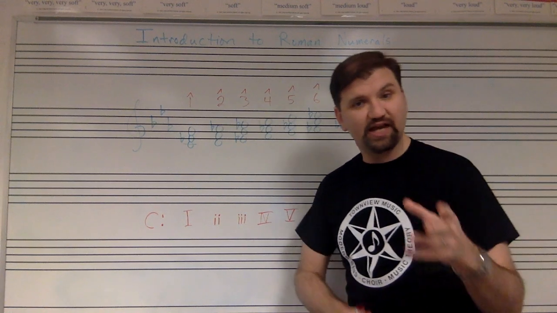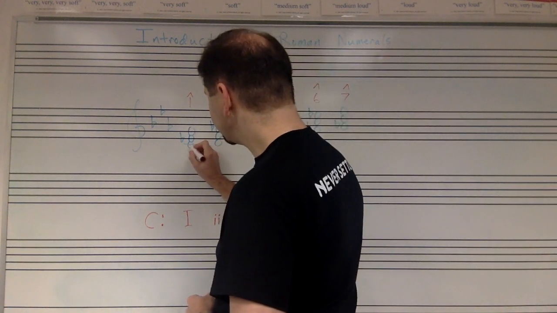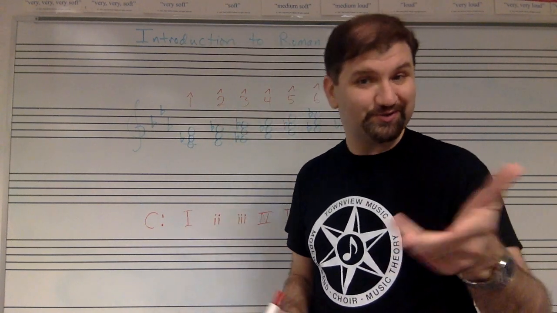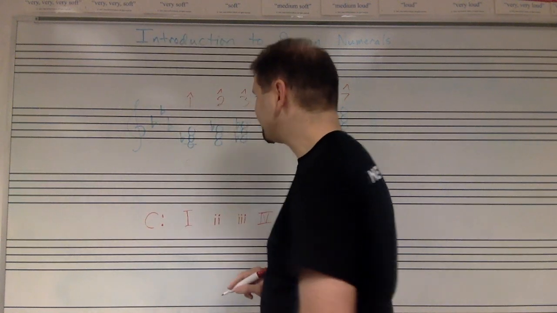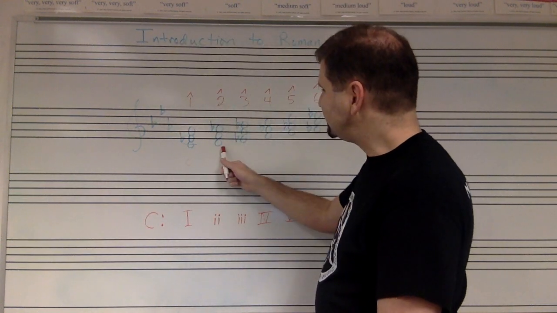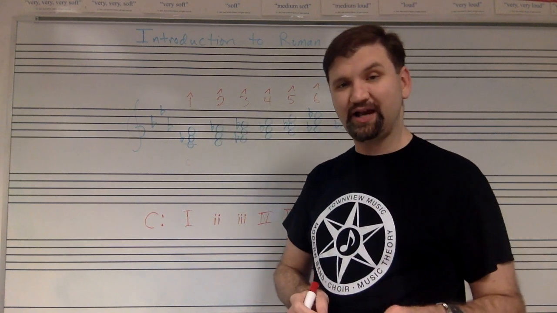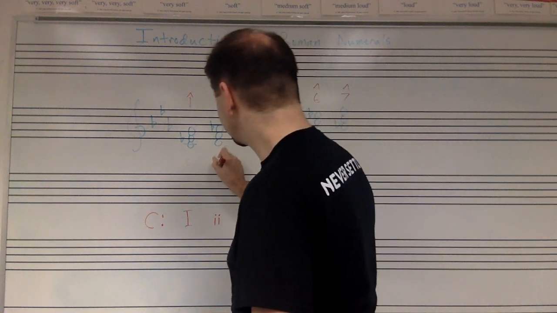So let's analyze what a minor looks like. We've got C, E flat, G. Well, I already said we're in C minor, so you should know that that's a lowercase c, C minor. And now we have D, F, A flat. Before, DFA was minor, DFA flat makes it diminished.